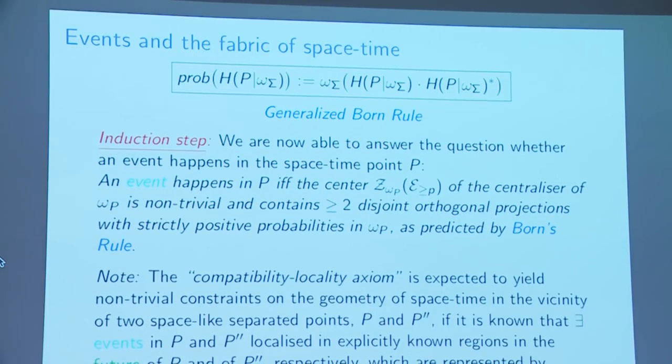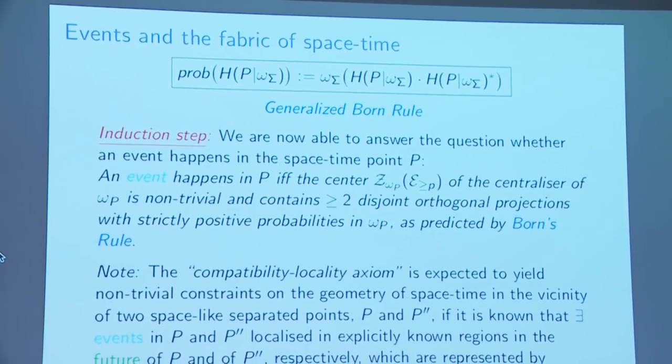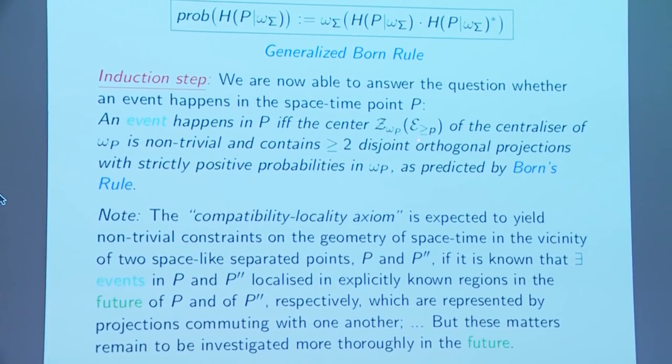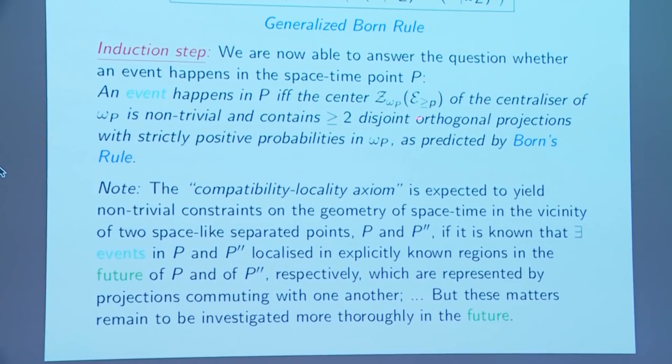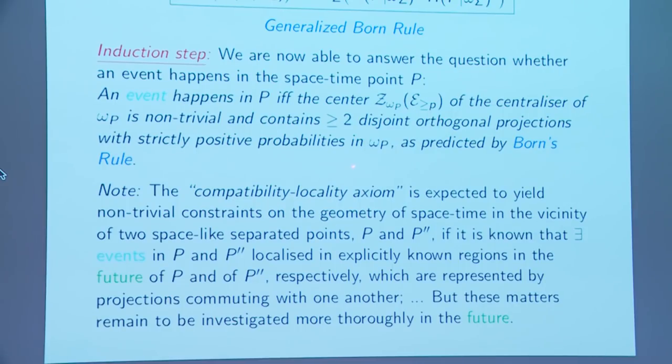Now we can do the induction step. So we can now answer the question whether an event happens in the space-time point P or not. Well, an event will happen if the center Z sub omega P of the centralizer of the state omega P given the algebra E greater or equal to P contains at least two disjoint orthogonal projections with strictly positive probabilities in omega P. Then we can go on, that's the induction step.